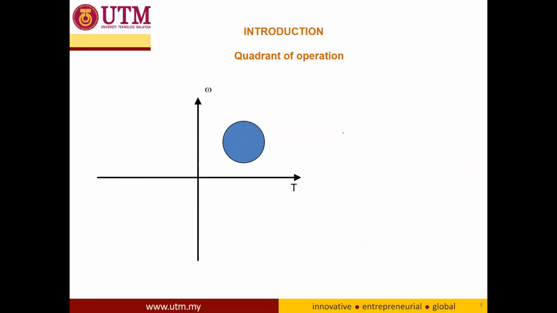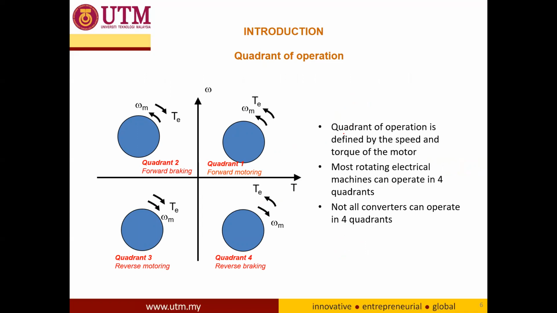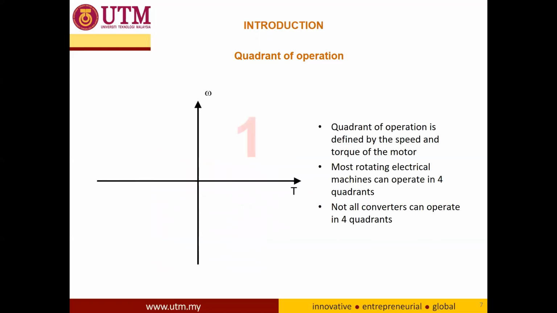So this is what we revise again. This is the first quadrant, forward motoring, and then this is the second quadrant for braking, the third quadrant is reverse motoring, and the fourth quadrant is reverse braking. So this is the all 4 quadrant operation of the DC motor. And I would like to mention again, not all converters can operate in all 4 quadrants. That is the limitation.